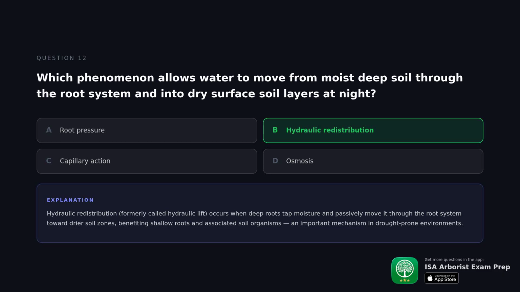The correct answer is hydraulic redistribution. Hydraulic redistribution, formerly called hydraulic lift, occurs when deep roots tap moisture and passively move it through the root system toward drier soil zones, benefiting shallow roots and associated soil organisms, an important mechanism in drought-prone environments.